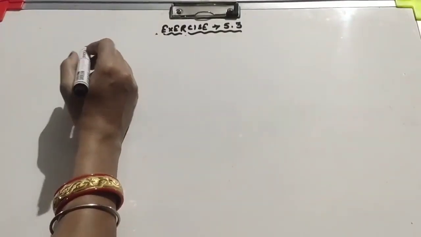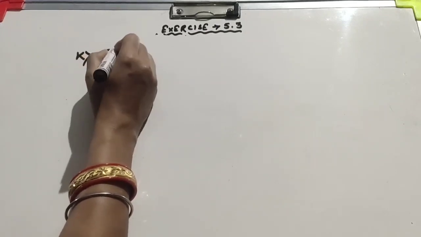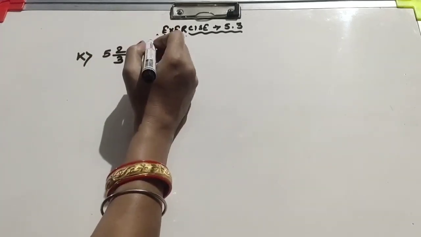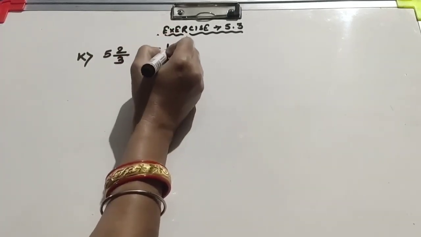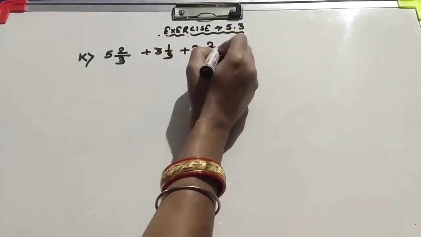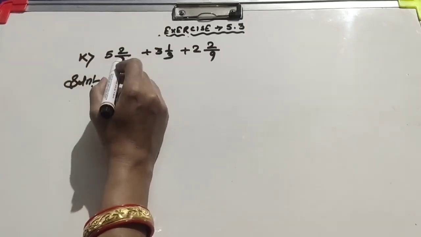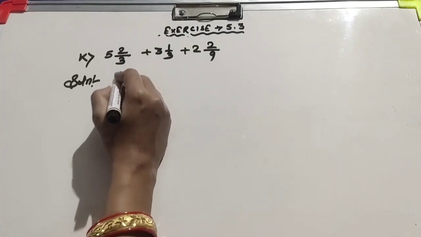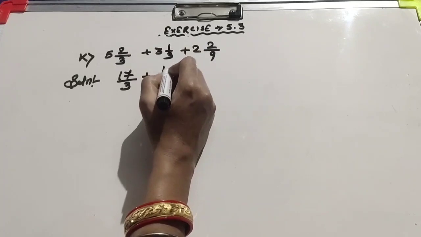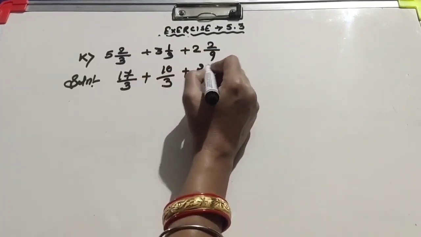One more question I have to solve, question number 1K, because it is given as mixed numbers, so maybe you have some confusion. So one more I have to solve here: 5 whole 2 by 3 plus 3 whole 1 by 3 plus 2 whole 2 by 9. The process is the same, but only a mixed number is given. So 3 5s are 15 plus 2 is 17 by 3, plus 3 3s are 9 plus 1 is 10 by 3, plus 9 2s are 18, 18 plus 2 is 20 by 9.